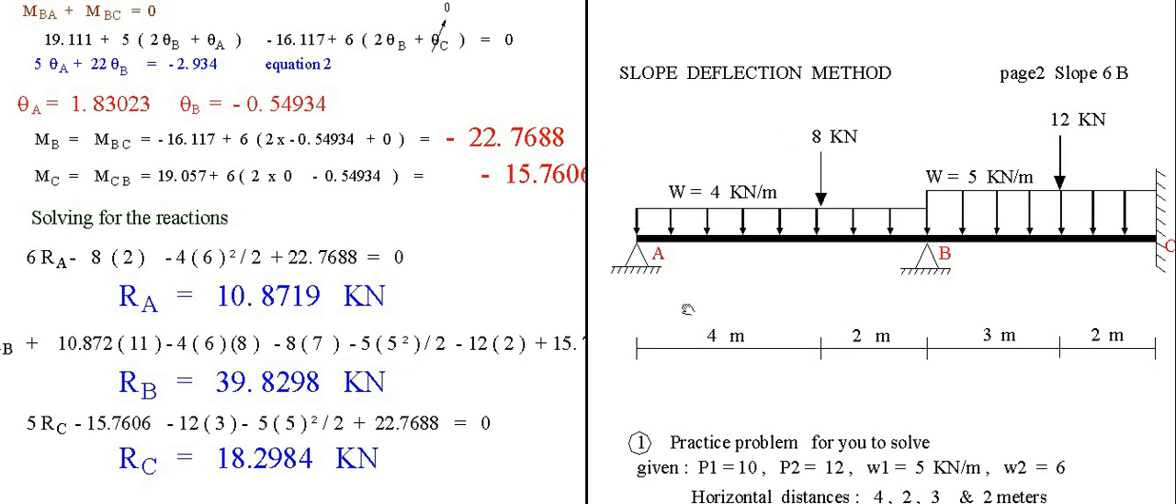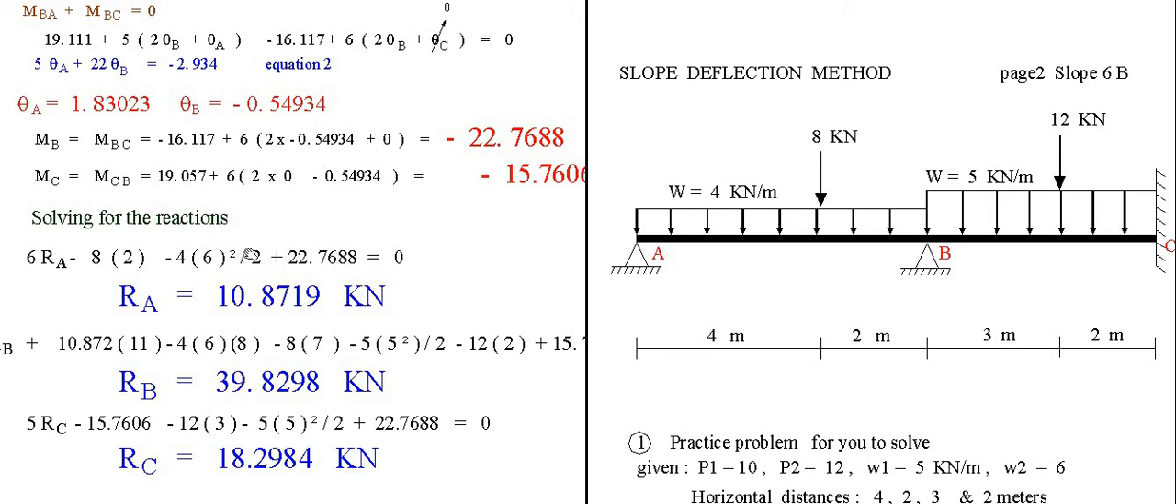So if we sum up all the moments on AB, RA times 6 minus 8 times 2 minus the uniform load of 4 times 6 square over 2, then plus, the direction of the rotation of the moment is this, so plus 227688. If we place this moment on the right of the equality, it is minus.